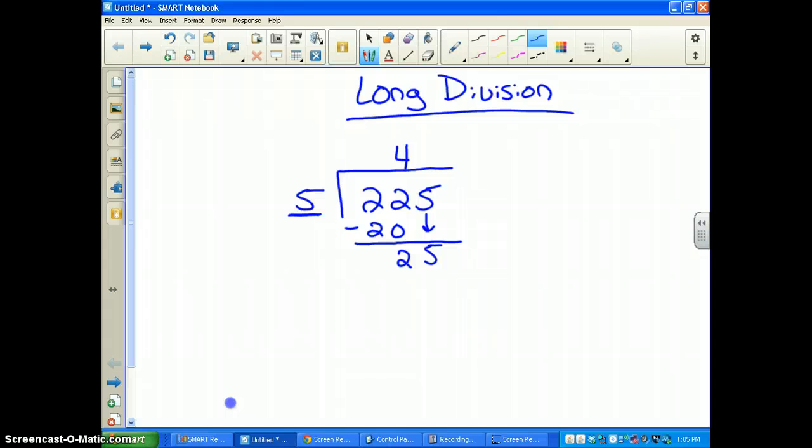And now we ask ourselves, how many times does 5 go into 25? Or another way you might think about it is 5 times what equals 25. So we know that 5 times 5 equals 25, so we put down 25, and we have 0. That means our answer is 45. Now that's the long division way without remainders.